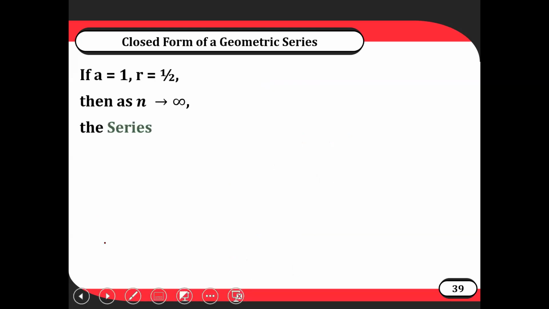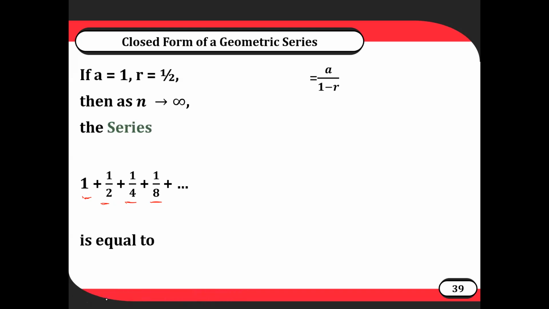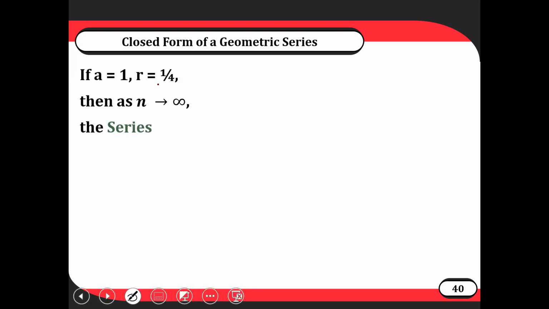So we can recalculate the series that we did before. This 1 plus 1/2 plus 1/4 plus 1/8, et cetera. Since we're assuming that n is approaching infinity and it is a converging series, we can express it like this: 1 over 1 minus 1/2, and that's simply 2. So that's a nice, easy way to express it now. The other one we looked at with the triangles, where r is equal to 1/4.